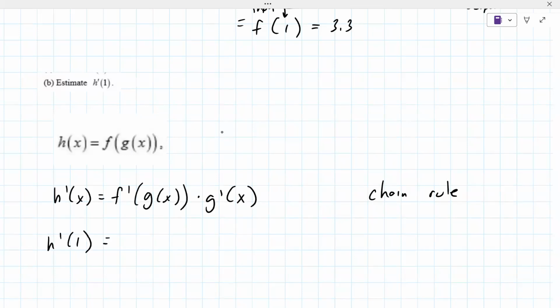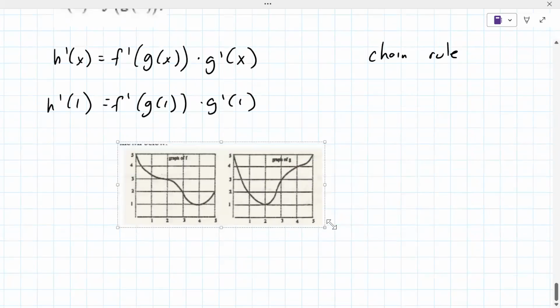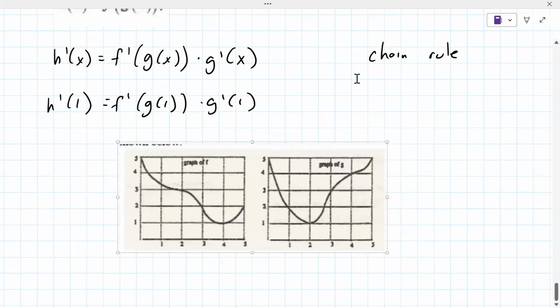So h prime of one, you start putting your ones in here, and then I'll grab the graphs again. Okay. So give me g of one, roughly. Like 1.75. I think it's trying real hard to get to two, so let's just call it two. So that's f prime of two.